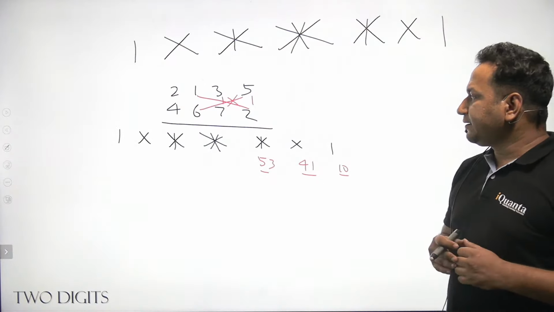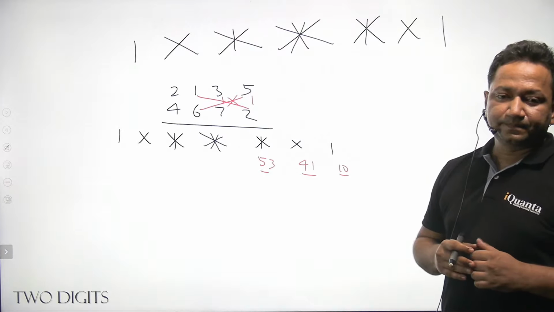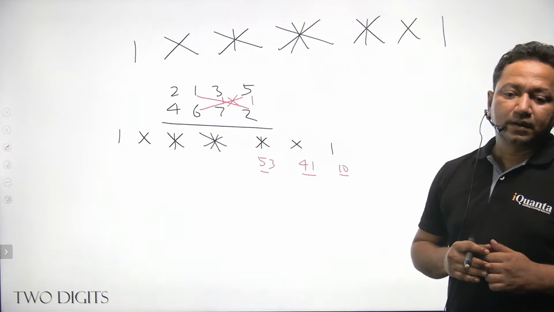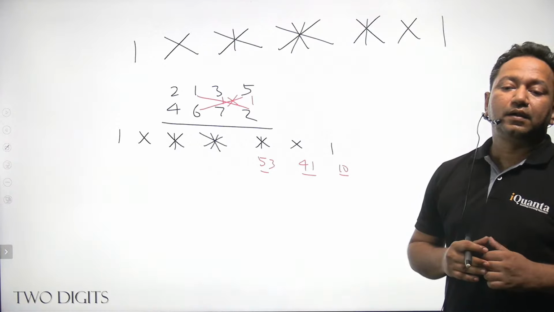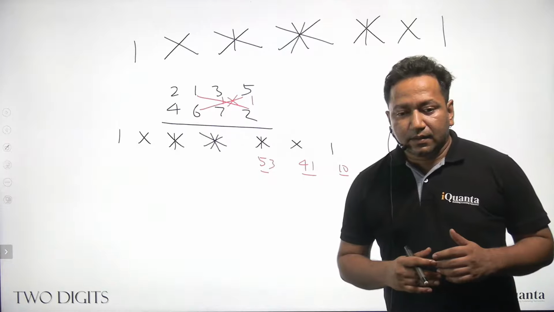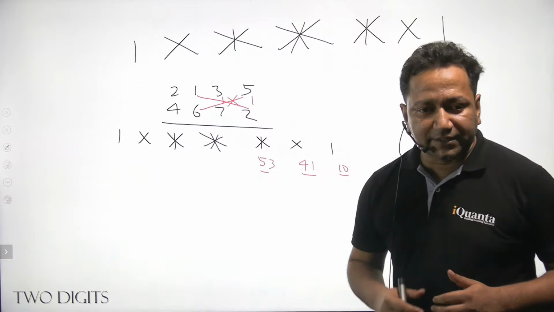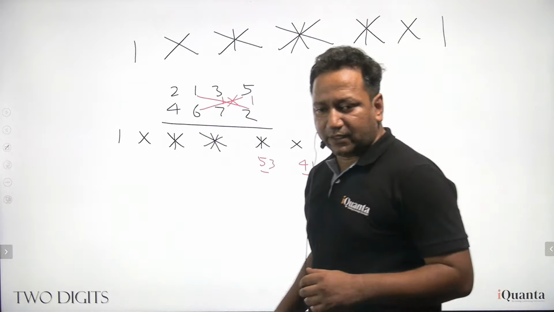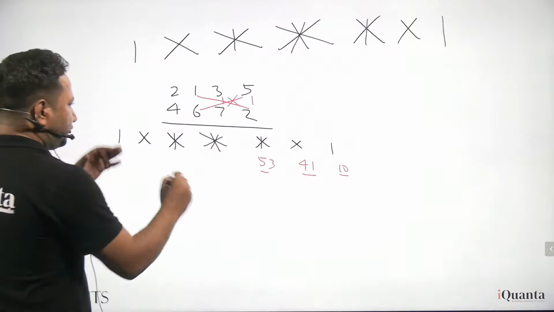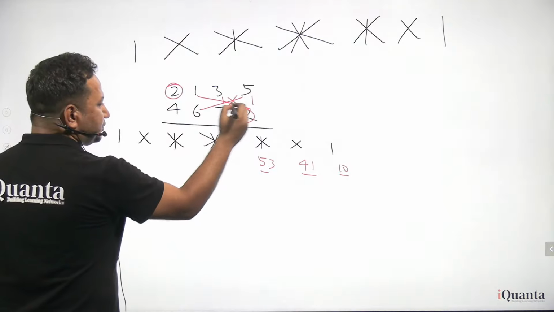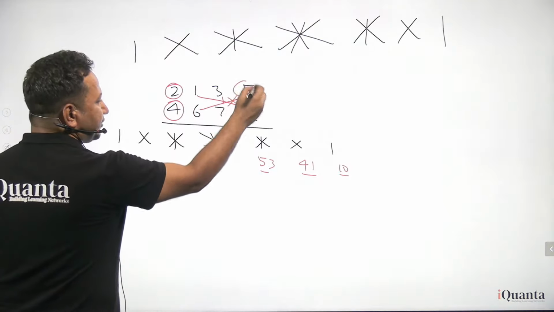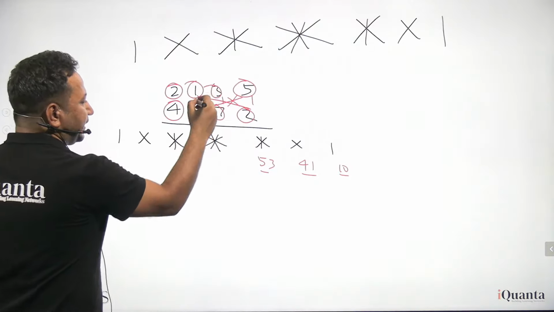Is this thing clear? I'm waiting for the comments. This is clear. Okay. Good. Now 4. This 2 and this 2. 2 2s are 4. This 4 and 5. 1 and 7. 3 and 6.